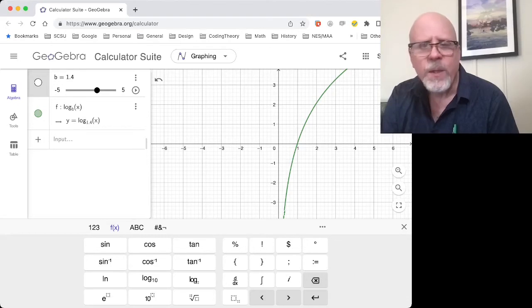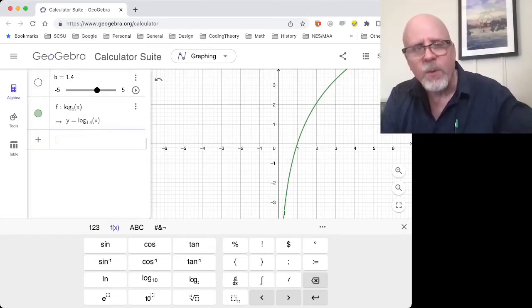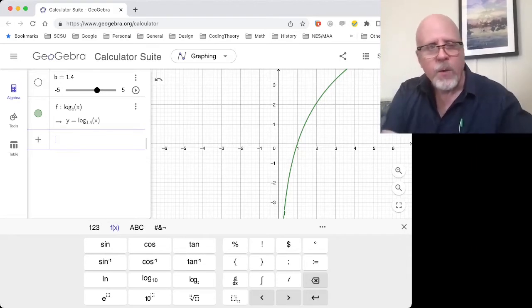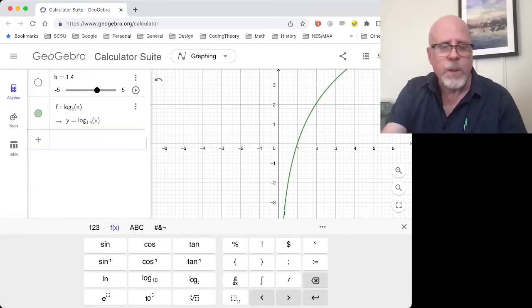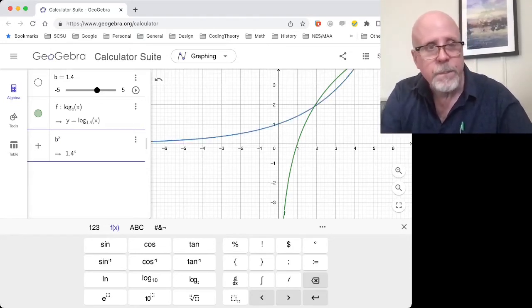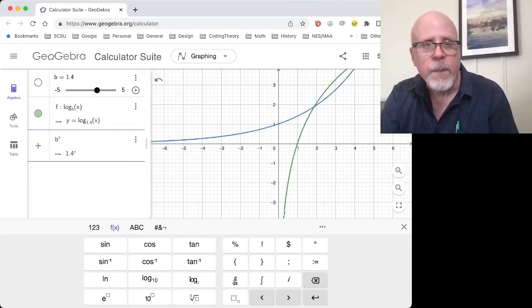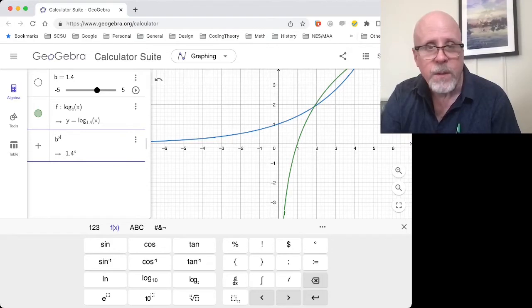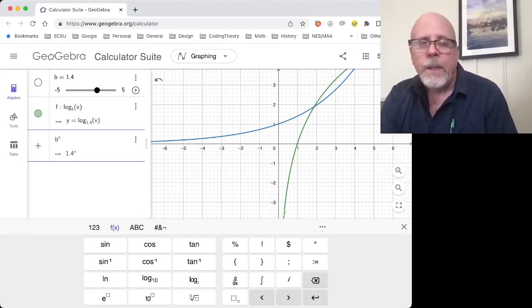Some things we need to recognize. Well, actually, before I do that, let me put on at the same time the graph of the corresponding exponential, which would just be b to the x power. Right? And of course, those two graphs have the symmetry where they're reflections in the line y equals x. I think we can leave that line off for now because you can see it.